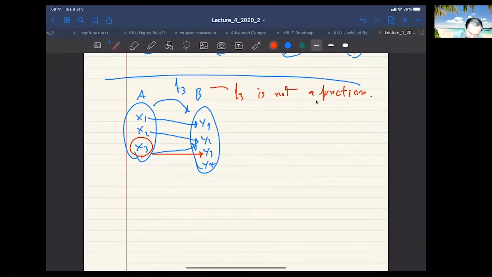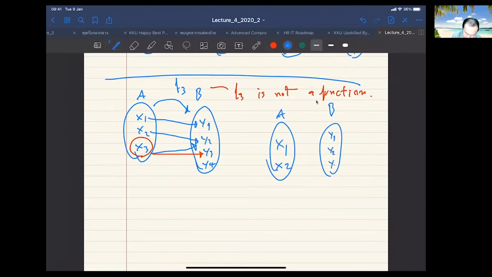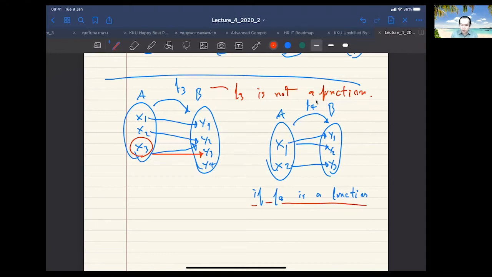Let's say that you have A and B, and A has elements x1 and x2, while B has y1, y2, y3. Let's say f4. The definition is saying this: if f4 is a function, the situation where x1 is connected to both y1 and y2 will not happen.